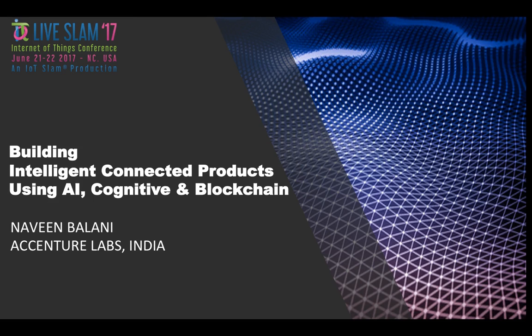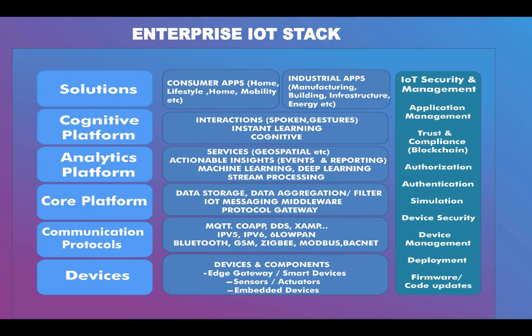In this session, I'll talk about how to build intelligent connected products using artificial intelligence, machine learning, cognitive IoT, and blockchain, along with various use cases related to these technologies. So, in order to build out intelligent connected products, you need a core set of capabilities, platforms, services, and architecture patterns. I refer to this as an enterprise IoT stack.